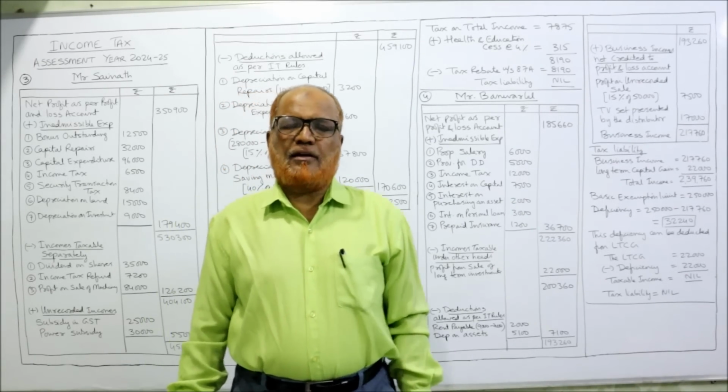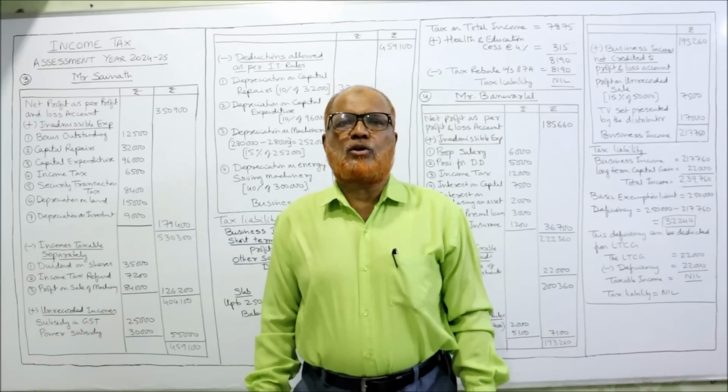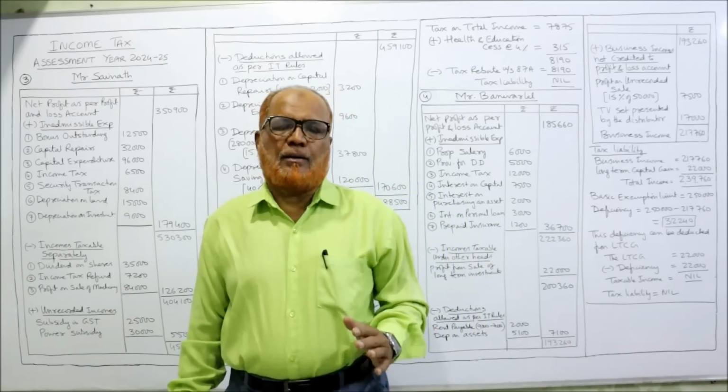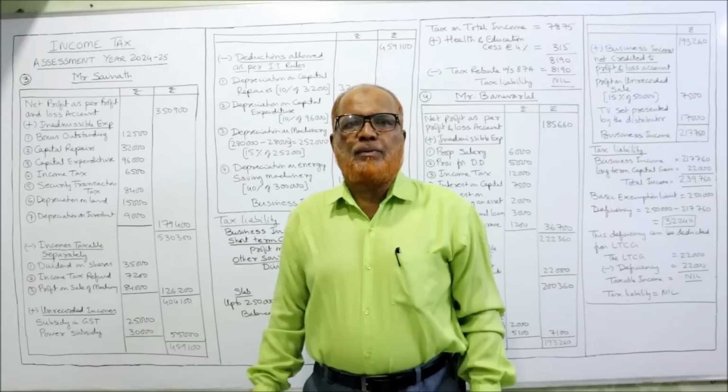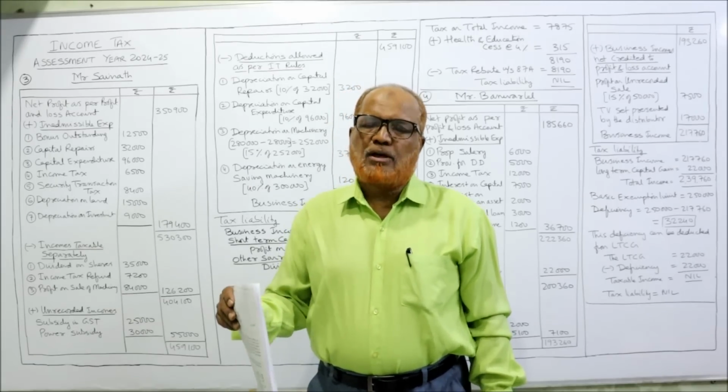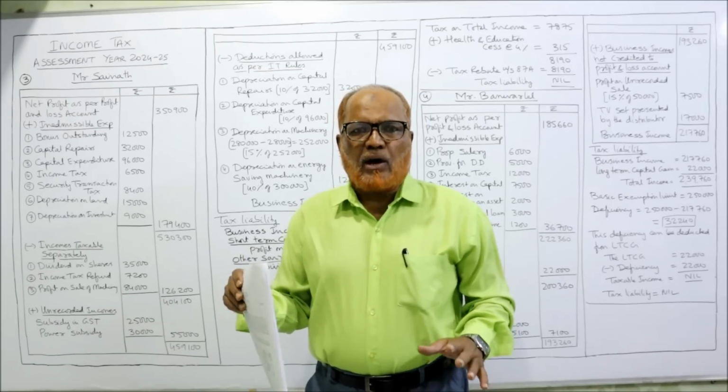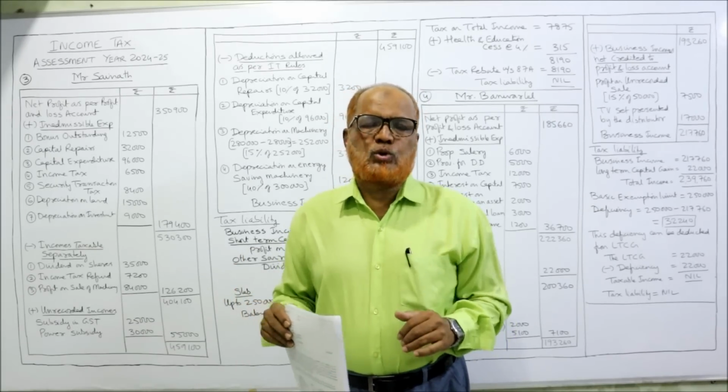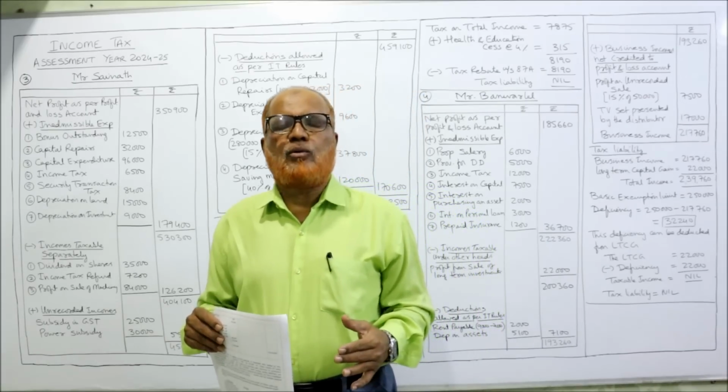I am Hasham. Last video, two problems were completed on computing the business income. These types of problems will be asked for 12 marks in the examination. So already two problems are completed. Now in this video, I am going to explain problems 3 and 4 in detail.